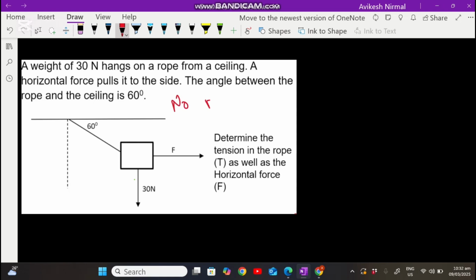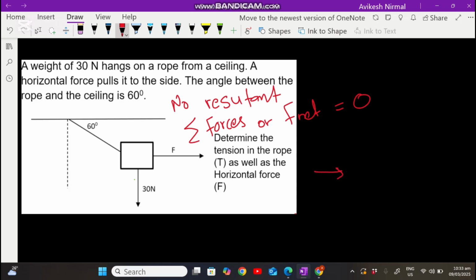Okay, so no resultant. Why? Because in order for this system to exist, in order for this object not to move, the sum of forces, or the net force, must be equal to 0. Therefore there is no resultant force. Once again, in our vector addition, we will add, remember, the head of the vector to the tail of the vector and so on.